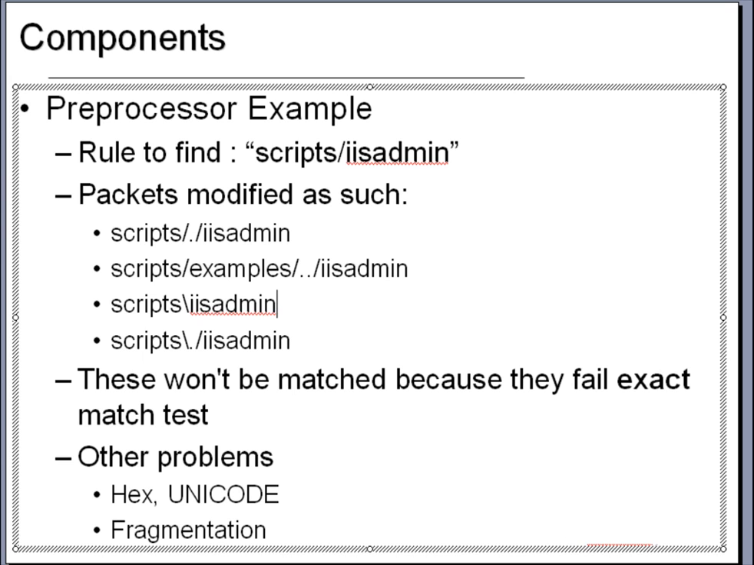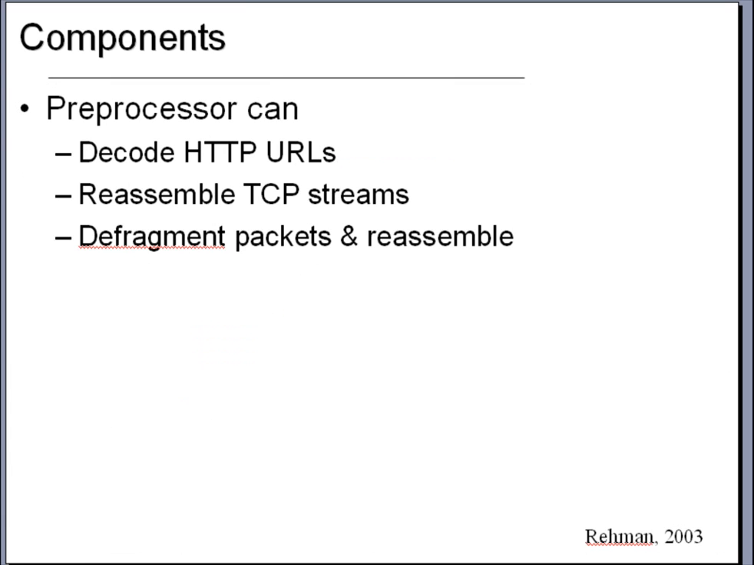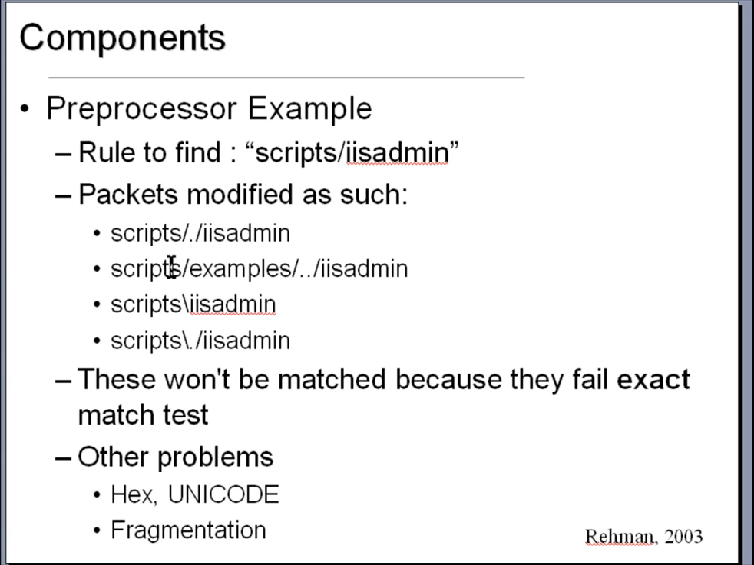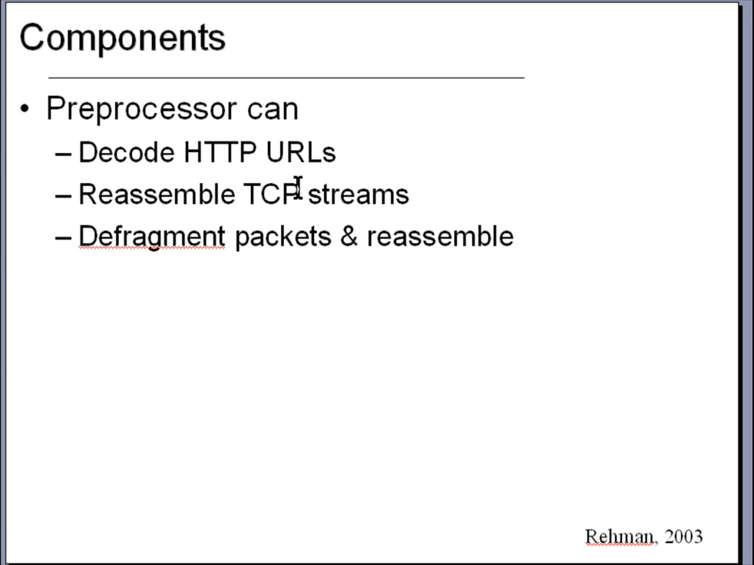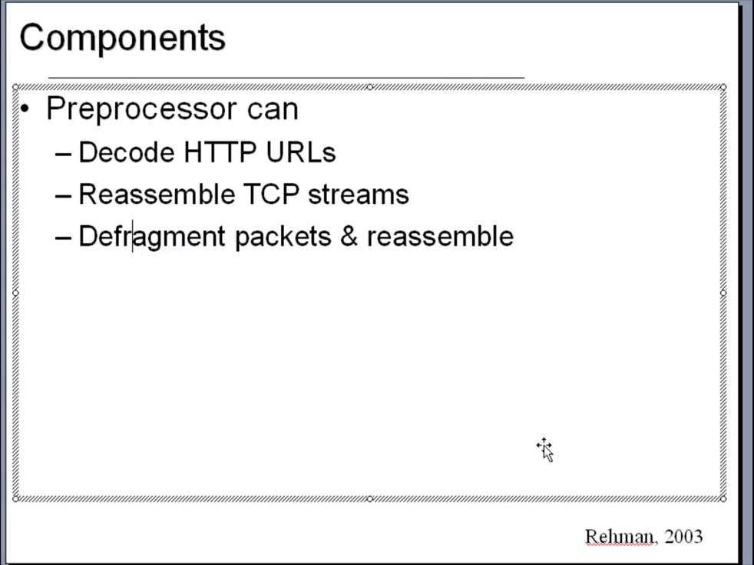The other problem too is fragmentation, which is breaking down a packet into multiple fragments. And so Snort has a preprocessor that actually goes in and takes the fragments and puts them back together and then supplies them to the detection engine to understand. And so Snort has preprocessors that can decode HTTP URLs, which is essentially what we're looking at back here, reassemble TCP streams and defragment packets and reassemble them.